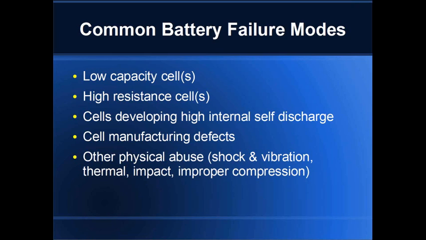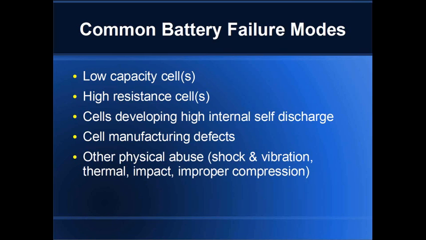We also see a lot of failures with cells developing high internal self-discharge, and that would be basically if you're leaving the cell with no load on it whatsoever, that it would discharge itself faster than other cells. There's a number of things that can happen with that. Most of those are internal issues with the cells, and that can lead to balance issues. And if you get a high enough internal self-discharge rate, that can also become a safety issue as well.